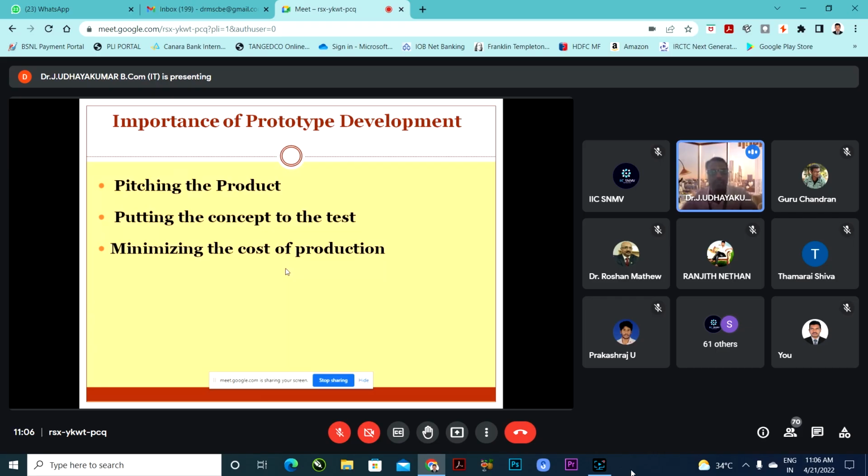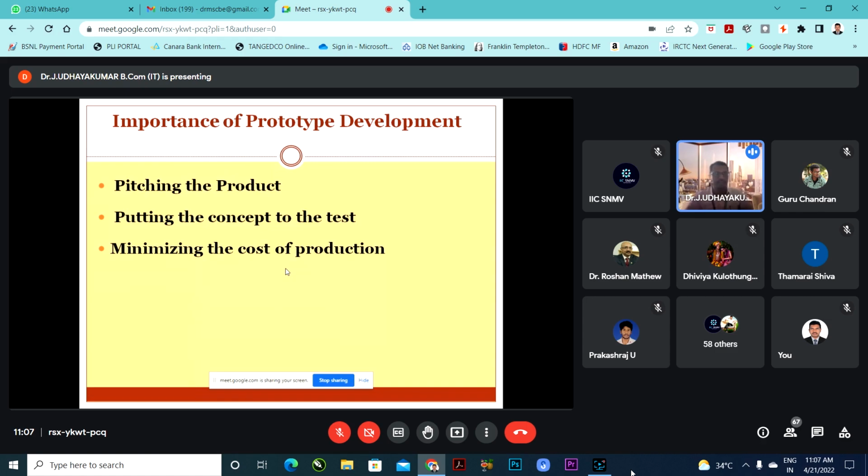The next one is the importance of prototype development. Why is prototype development very important for us? Because products are now being developed one by one. The prototype development stage is an invaluable process which is important to every manufacturer. Here are some of the reasons why manufacturers cannot overlook prototype development. It is very difficult for the manufacturer to take the product to the final stage without it. The main importance is pitching the product.